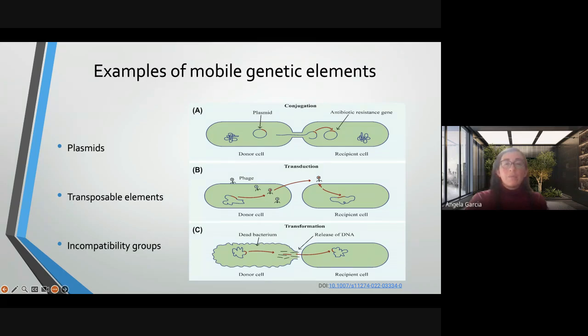And lastly, for example, some incompatibility groups, in which we're thinking these are big chunks of DNA that can be transferred from one bacteria to another. And sometimes this occurs, for example, during transformation, because the bacteria dies and all of its DNA is just there. So another bacteria that might be passing by just by luck can use that DNA and use the genes that were there.